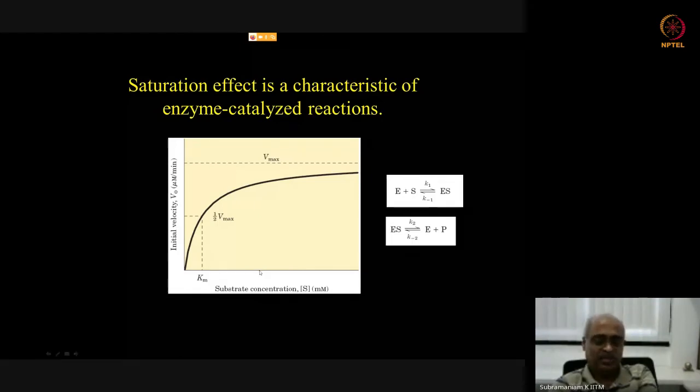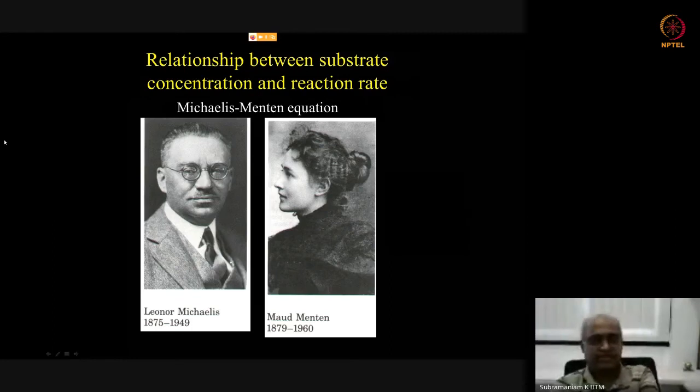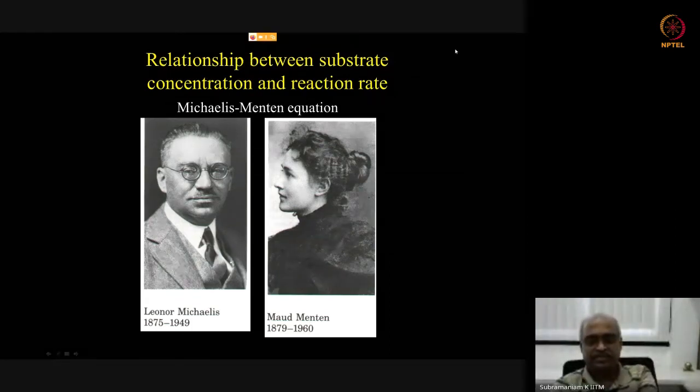And that was accomplished by two famous scientists, Michaelis and Menten. They did this work more than 100 years ago. In 1913, they put forward their equation. And more than 100 years later, it is still the way we measure the rate of reactions.